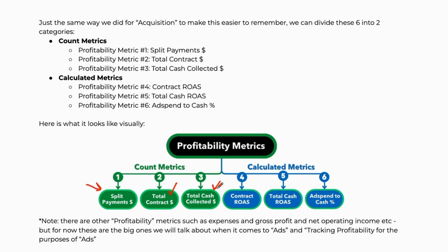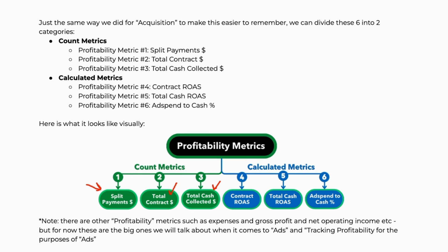Now, I also want to note that there are other profitability metrics, like if we're talking about gross margin, net operating income, those kinds of things, right? Overall accounting profitability metrics. But what we're talking about here is specifically lead gen ads profitability metrics, the cash collected, cash profitability. And then down the road, once we get into operations and finance and accounting, there are more advanced metrics that we can talk about when it comes to profitability, but we're going to primarily focus on these 6 for right now.